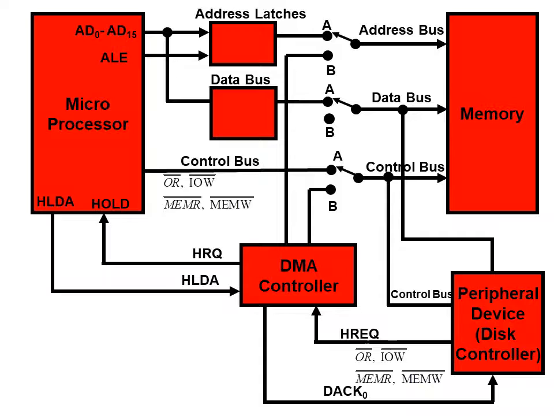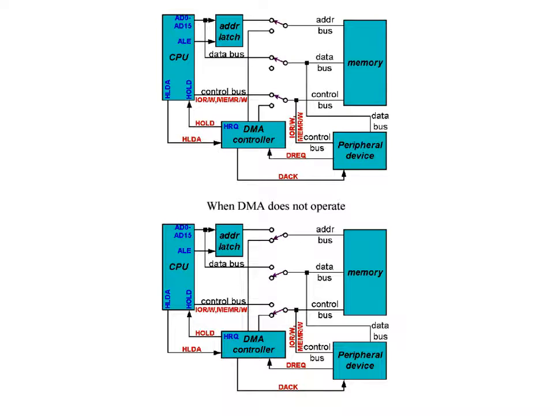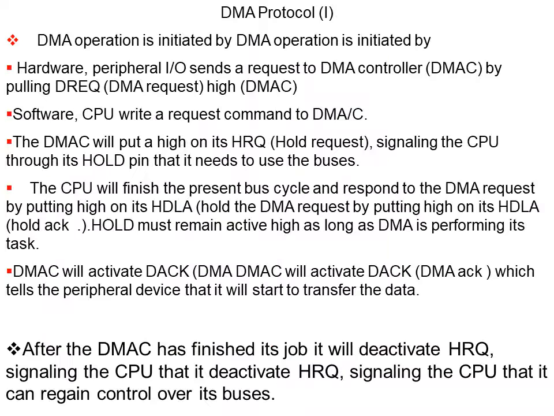Earlier, when these are used by the microprocessor, these switches are in position A. When the DMA controller is taking the control, then these switches are in position B. These are representing the DMA operation figure.